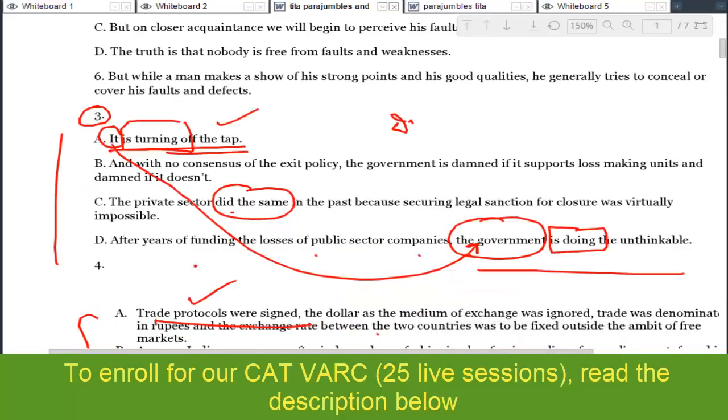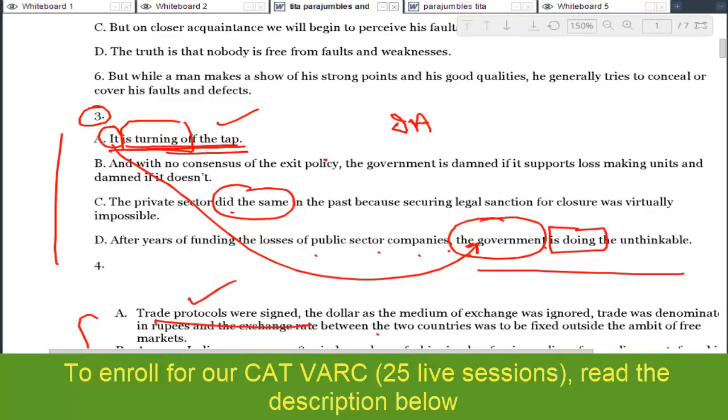So when we start the sentence, we know that D is definitely going to be the opening sentence of the paragraph. After years of funding the losses of public sector companies, the government is doing the unthinkable. And what is that unthinkable? It is turning off the tap. So you have DA as a pair.